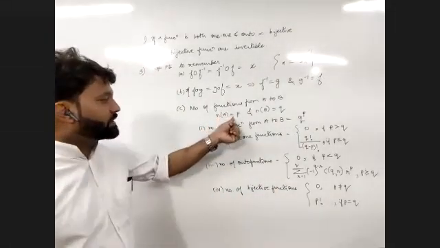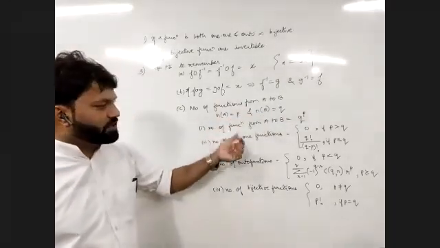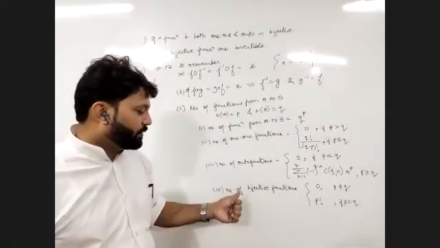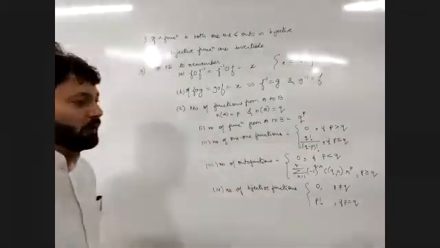And these are the direct results for number of functions from A to B. If n(A) is p and n(B) is q, the number of all general functions from A to B is q raised to the power p. This one for 1, 1, this one for onto, and this one for bijective. Please note it down.